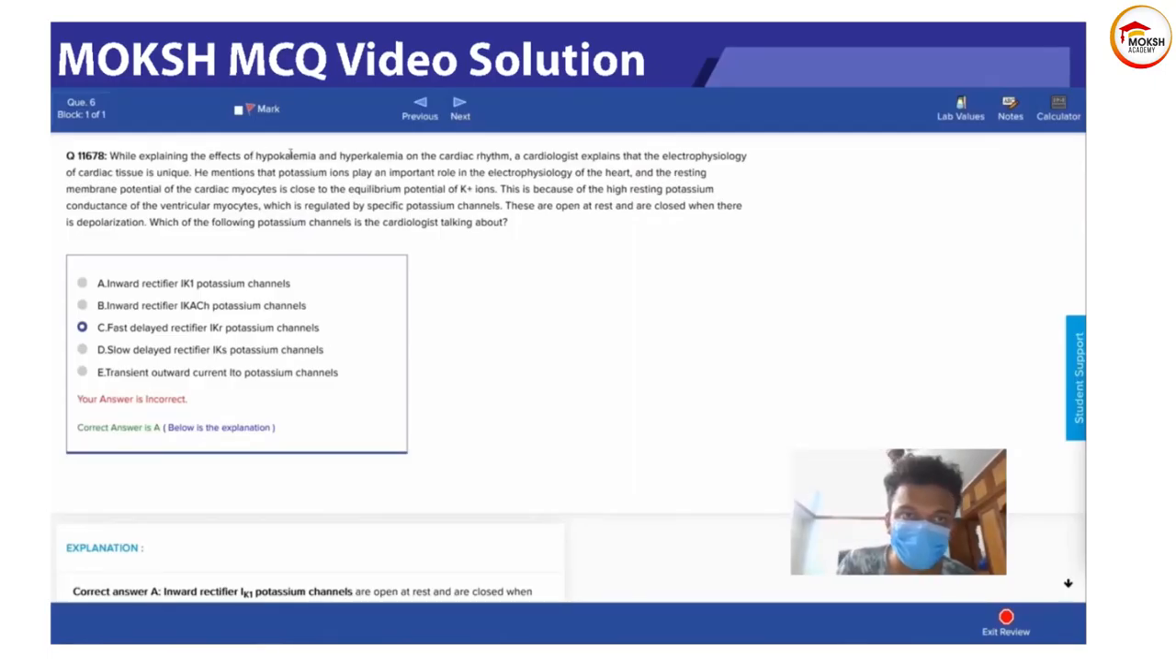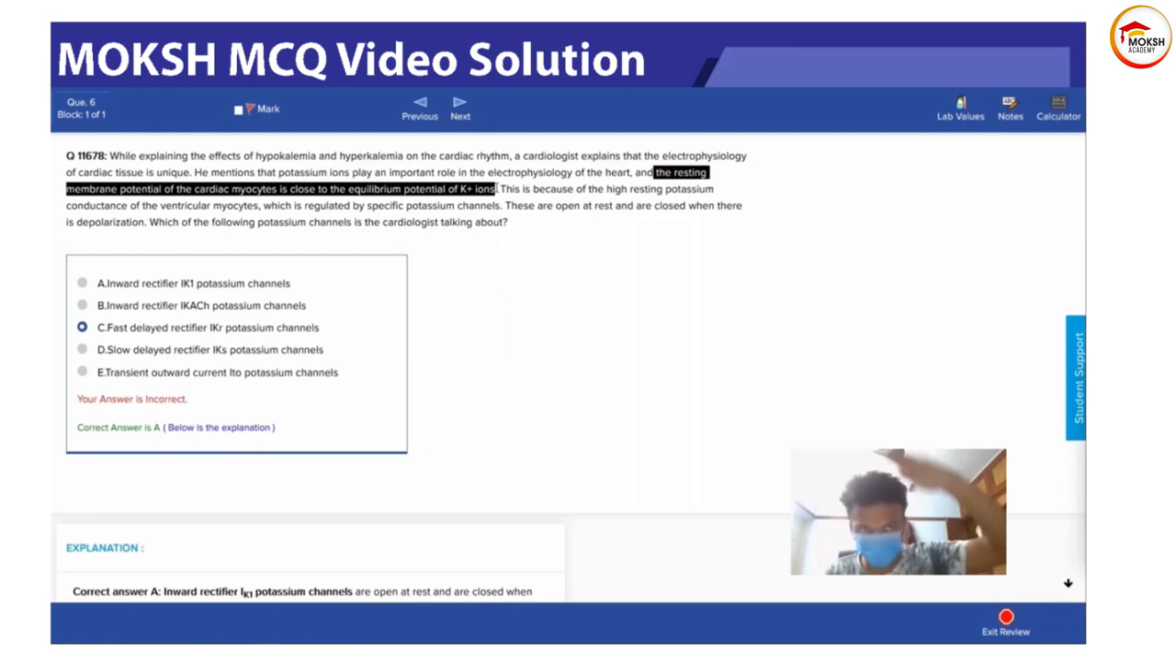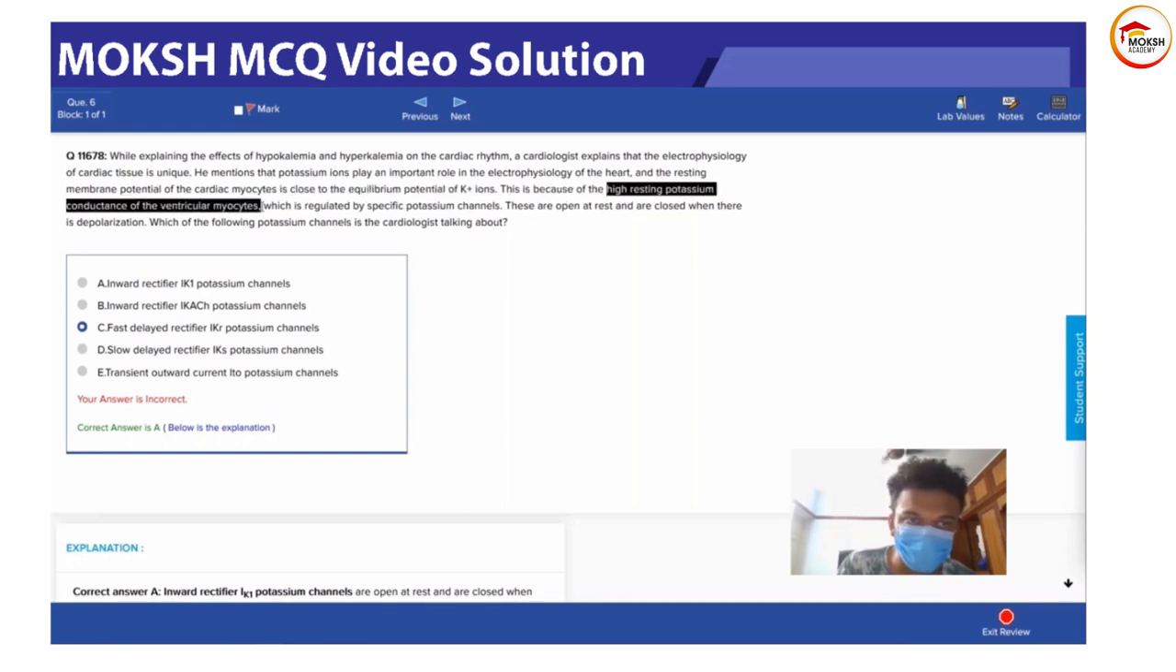We were being explained hypokalemia and hyperkalemia on cardiac rhythm by a cardiologist. He says that potassium ion plays an important part. Of course, we all know. And the resting membrane potential of cardiac myocytes is close to the equilibrium potential of K+ ion. Of course, because K+ brings it down, so it's going to take it to equilibrium potential. This is because of its high resting potential conductance. Yes, it's right. These are all the statements.